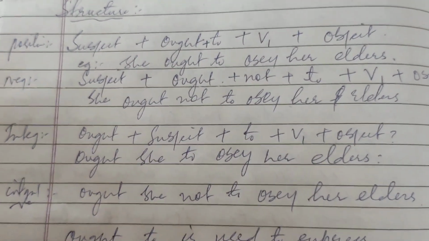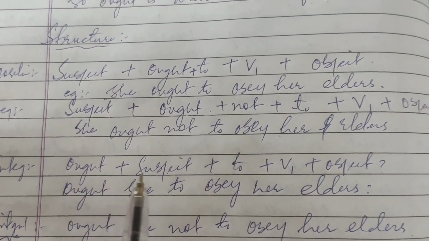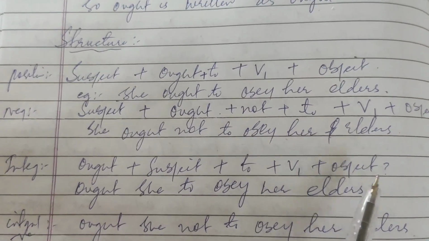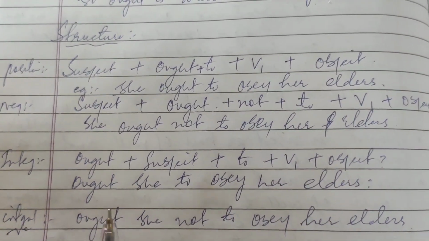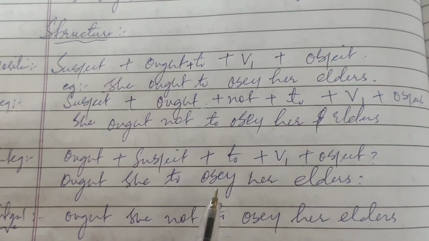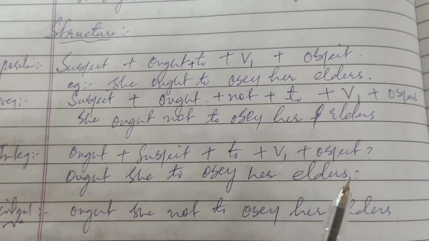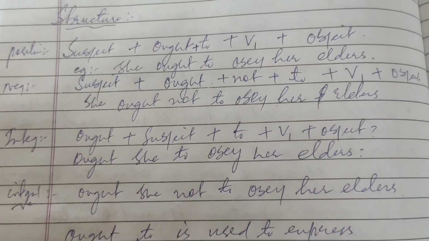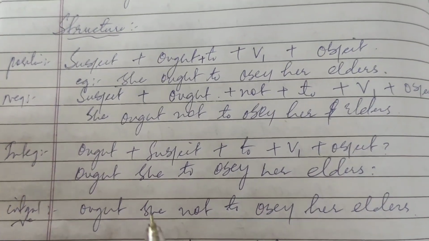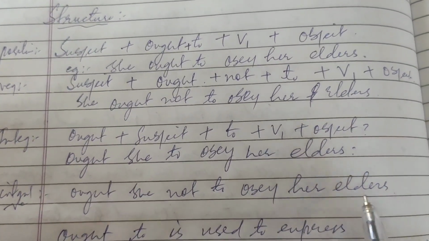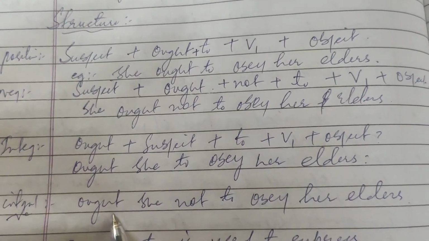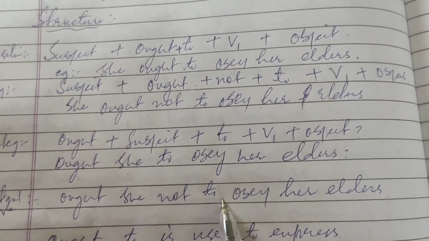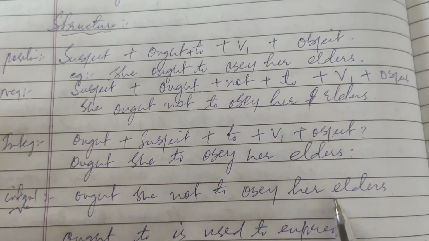And in the interrogative sentences it is ought plus subject plus to plus V1 plus object. For example, ought she to obey her parents, her elders. And for the negative interrogative sentences, like ought she not to obey her elders, it will be ought plus subject plus not plus to plus V1 plus object.